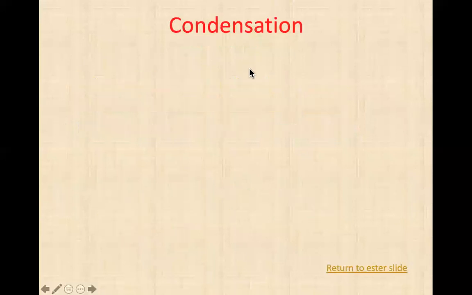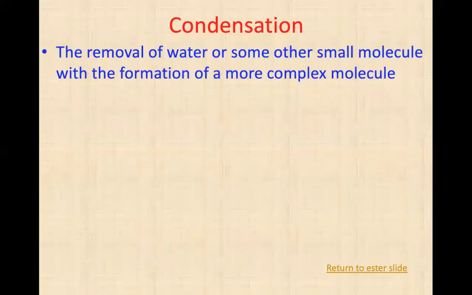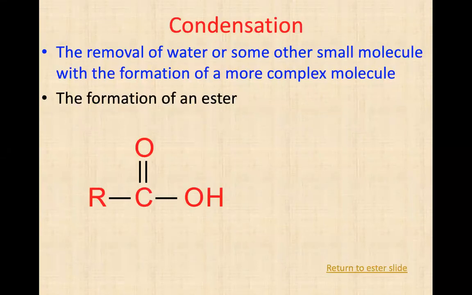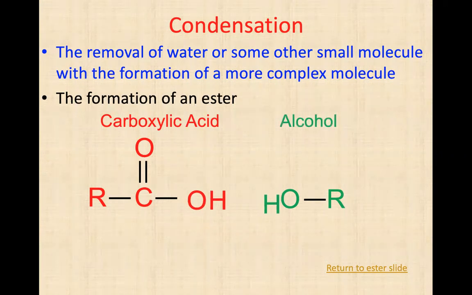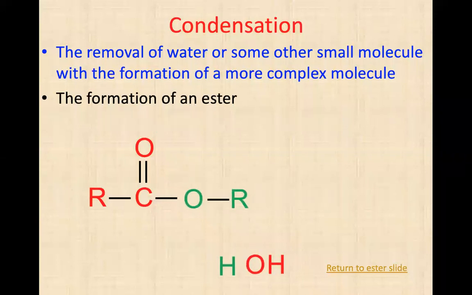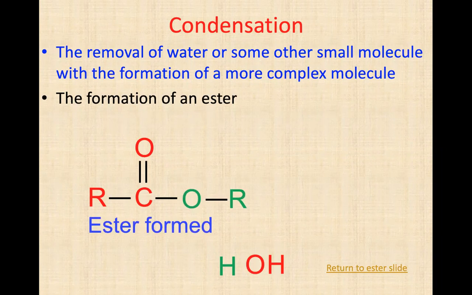And then condensation reaction, right? Now again, the removal of water or some other small molecule with the formation of a more complex molecule, right? The formation of an ester, right? So we've got R, C double bond O, OH, that's the carboxylic acid. And we have ROH, okay, I've written it as ROH, I've written it from right to left, but it's still the same thing, right? That's an alcohol. And what happens is the H and the OH break off from one, that goes over with the green and red bits having swapped places, right?